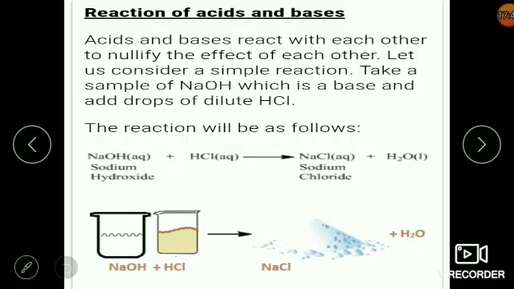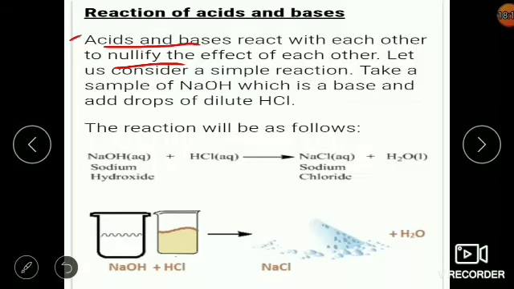Now what is the reaction? The name of the reaction is the neutralization reaction. When we mix acid and base together, we expect a neutral product, neutral salt and water. Acid and base react with each other to nullify the effect of each other. Both are opposite or complementary, so they cancel the effect of each other.